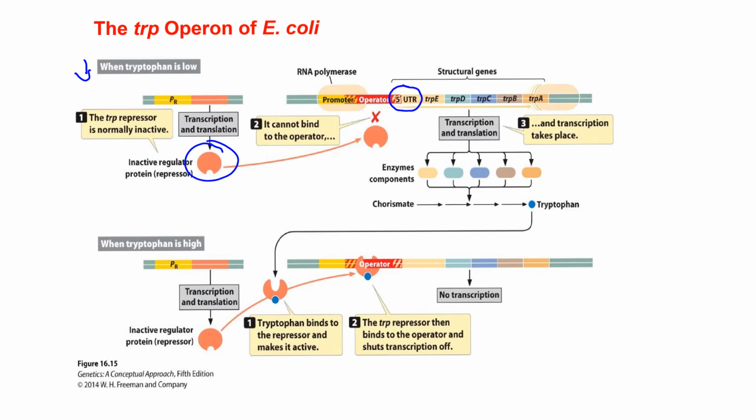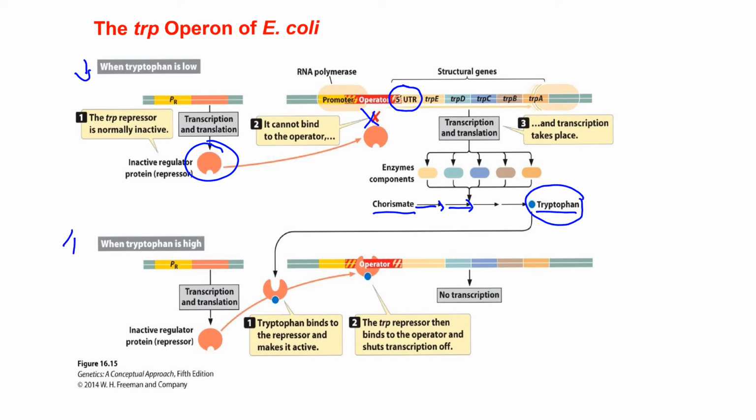So RNA polymerase can proceed and can transcribe the genes. TRPE is the first one, and every one of these genes encodes an enzyme which is involved in the step-by-step conversion of chorismate into tryptophan.